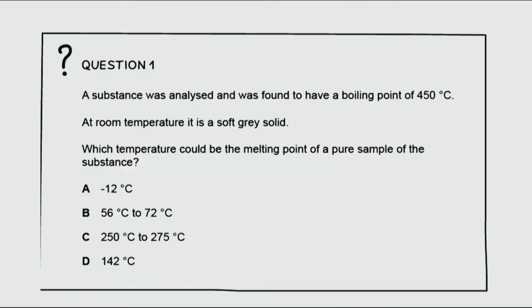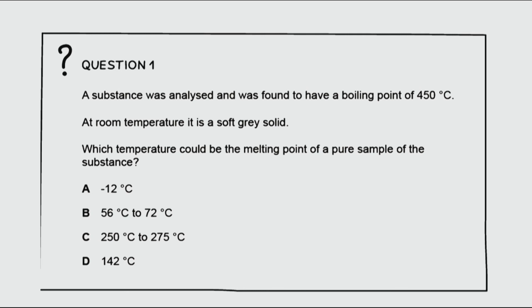Okay, so now let us see if we understand the concept. We'll go over some questions to see if we understand. There's question 1, it goes like this. A substance was analyzed and was found to have a boiling point of 450 degrees Celsius. At room temperature, it is a soft gray solid. Which temperature could be the melting point of a pure sample of the substance?